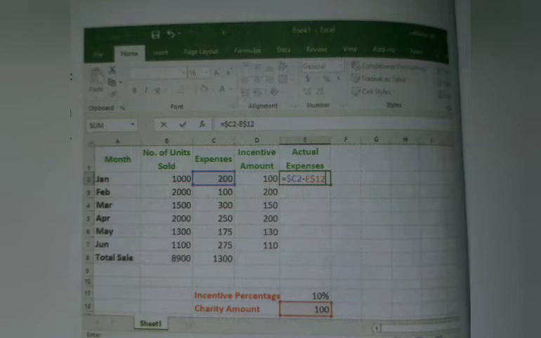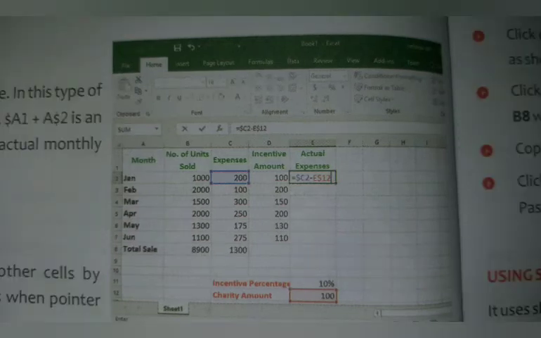The third type of reference is mixed reference. It is the combination of relative and absolute reference. It simply means while we are copying the formula from one cell to another, one part of the formula may change. It may be either the column name or the row number. While copying, either the column name or row number may change. That is known as mixed reference. You can look at figure 2.9 on page number 22.